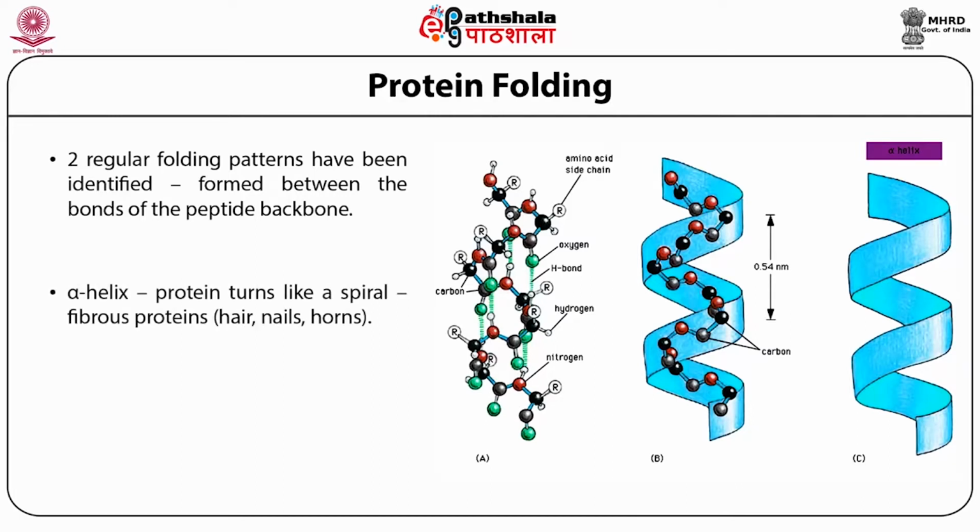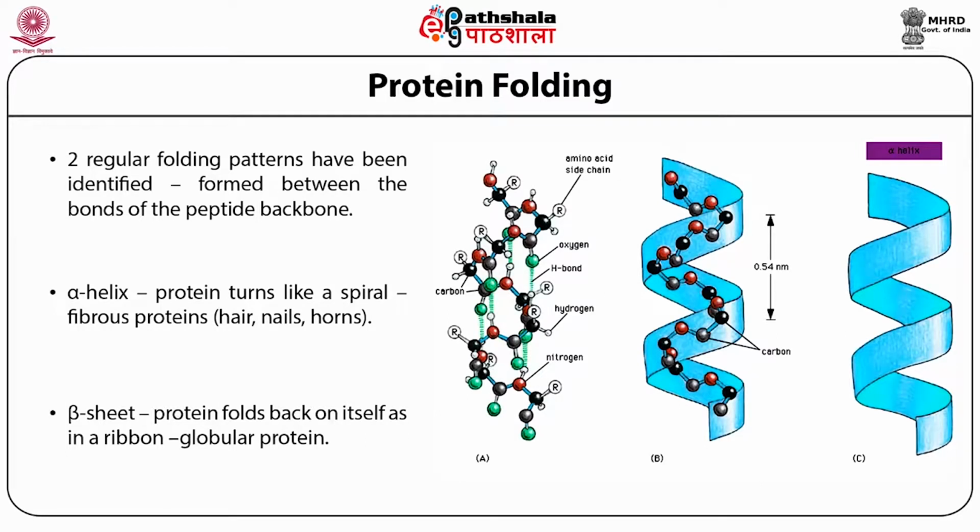Number one is alpha helix. The protein turns like a spiral, forming fibrous proteins. Examples of alpha helix fibrous proteins are hair, nails, horns, etc. Another one is beta sheet. The protein folds back on itself as a ribbon or globular protein. That means the entire chain makes a ribbon-like shape, and that makes beta sheets. These are the two ways protein folding may occur.